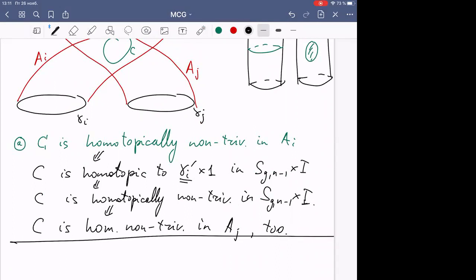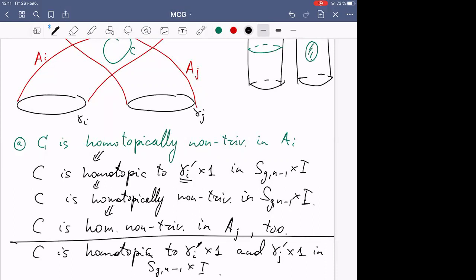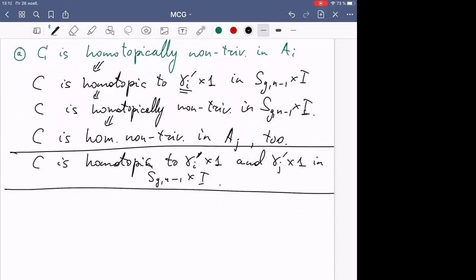But now look, so C is homotopic both to gamma I prime times 1 and gamma J prime times 1 in this surface times I. This means that gamma I prime is homotopic to gamma J prime in this surface with n-1 punctures.